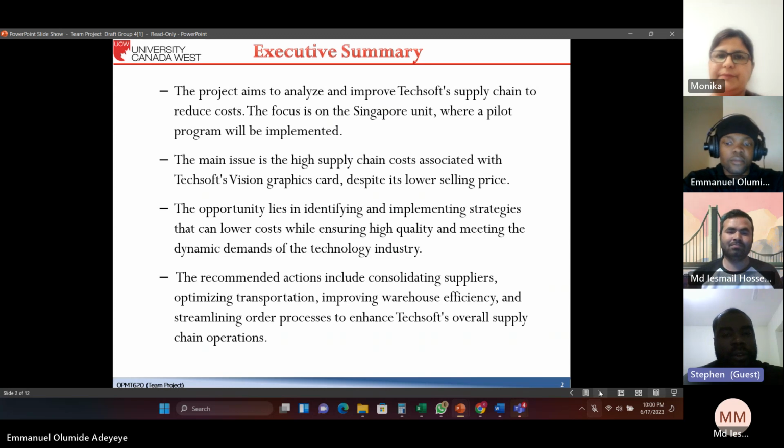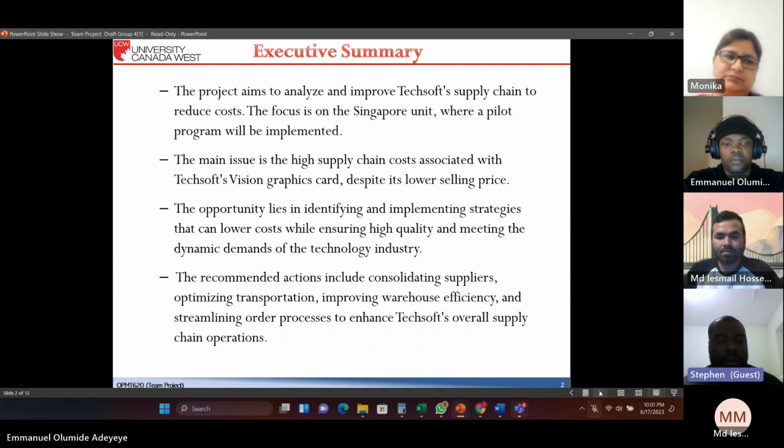So our project aims to analyze and improve TechSoft's supply chain to reduce costs. The focus is on the Singapore unit, where a pilot program will be implemented. We are also going to look at the issues of high supply chain costs associated with the TechSoft Vision graphics card, despite its lower selling price.